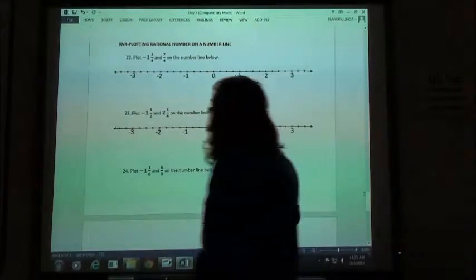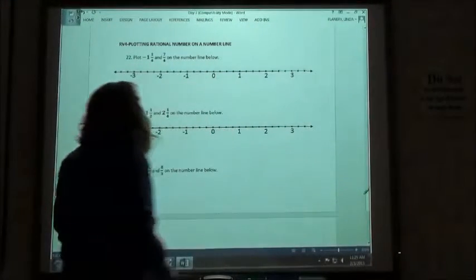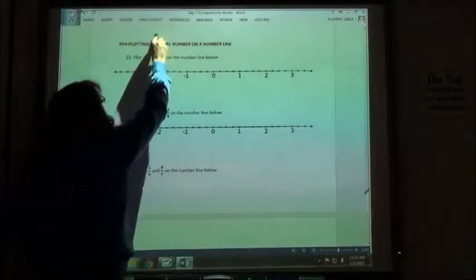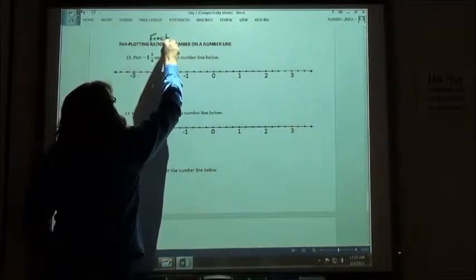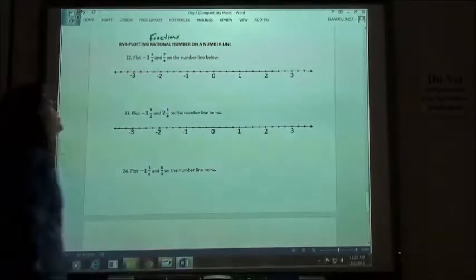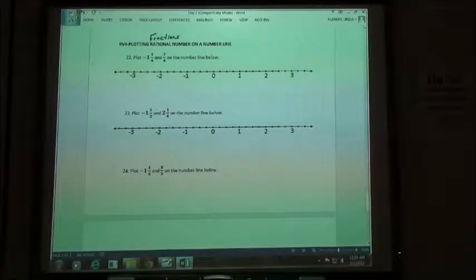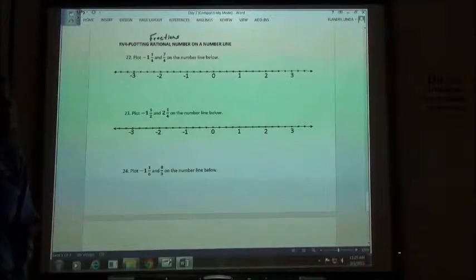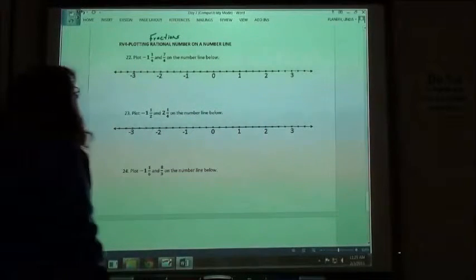The last ones are plotting rational numbers on a number line. A rational number is a fancy word for fractions. We have other things that are rational, but usually when they use the term rational numbers in a description, they're talking about something that has fractions in it. So, same kind of thing.